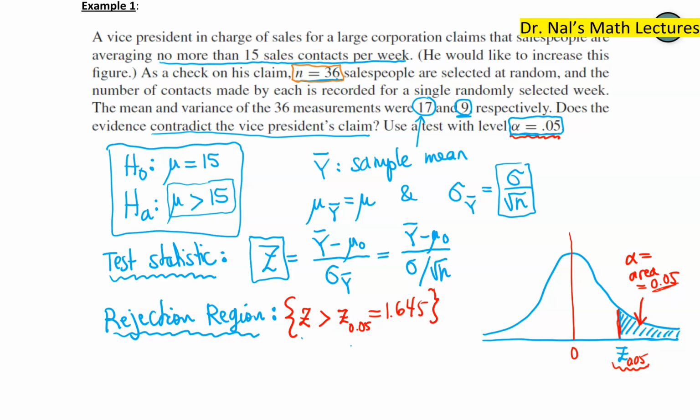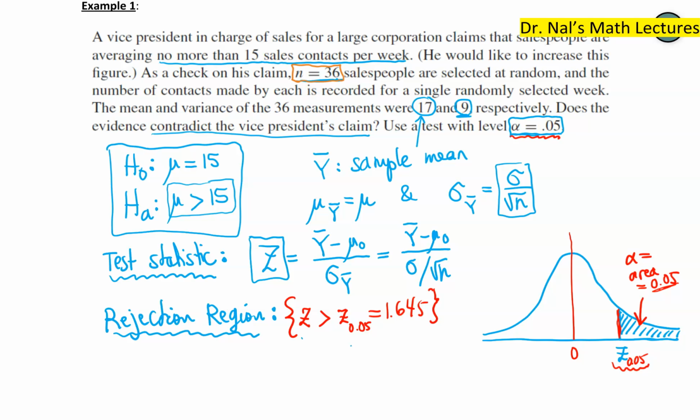Sorry for that. And now that we also identified the rejection region, sorry for that. Hold on. Sorry for that. Got distracted here for a minute.